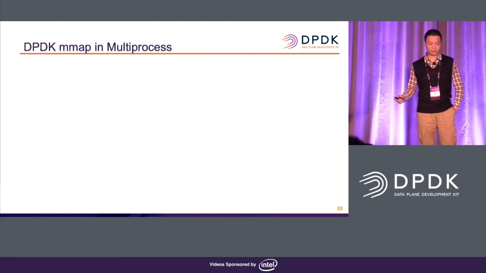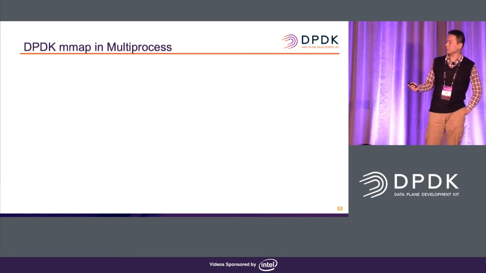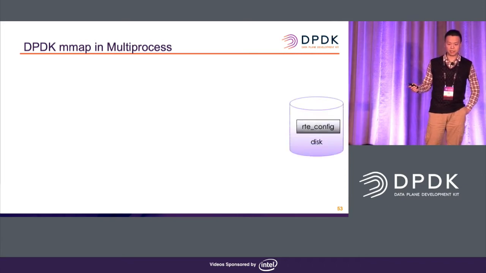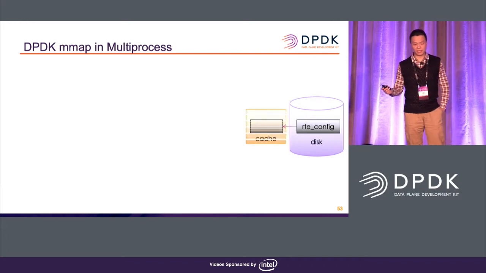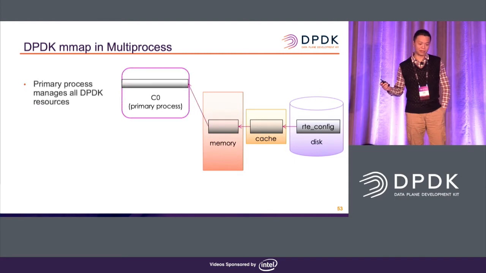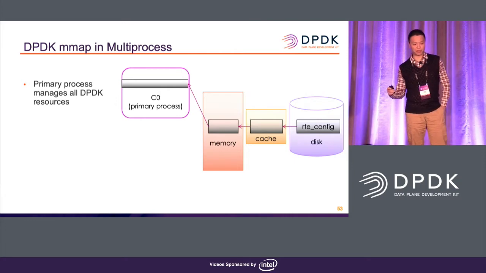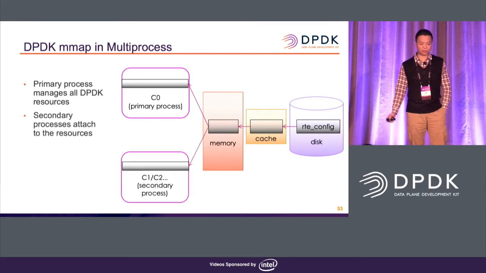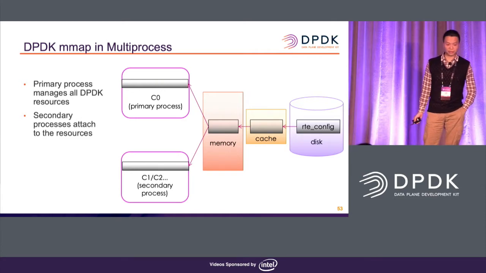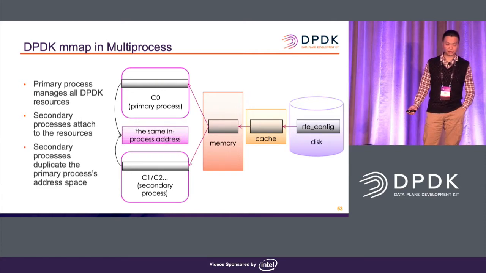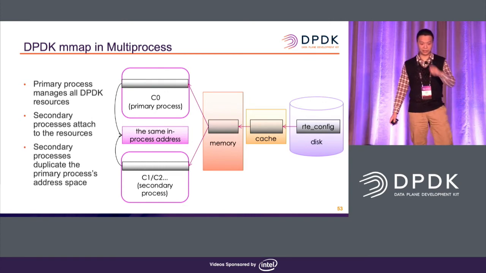How does this happen? Let's see the DPDK mmap in multiprocess. The rte_config is in the disk, and mmap will map this file to memory, in the container's process namespace. The primary process manages all the DPDK resources, and the secondary process will attach to the resources. And they will use the same address, the virtual address in the container namespace.